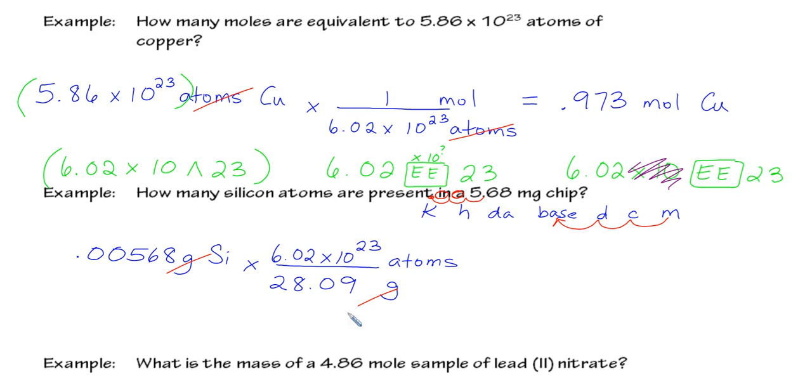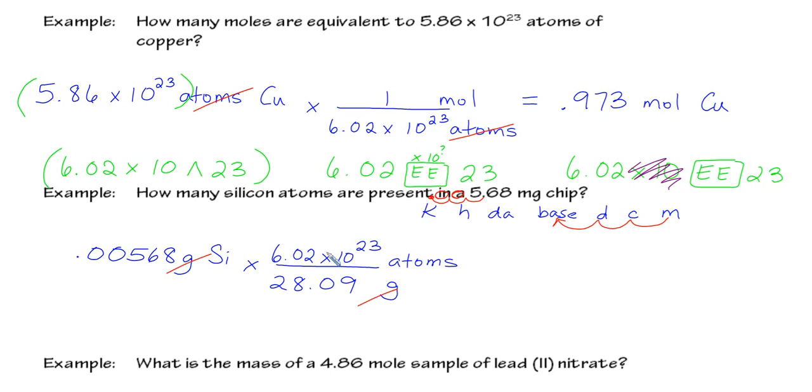Now, your other option would be to make a pit stop at moles. You could say, well, this is 28.09 grams for every 1 mole, and then I could do another proportion where I switch from moles to atoms. But why string it out if you don't have to? Just be aware that the molar mass on the periodic table is not 1 atom. It's quite a few atoms.